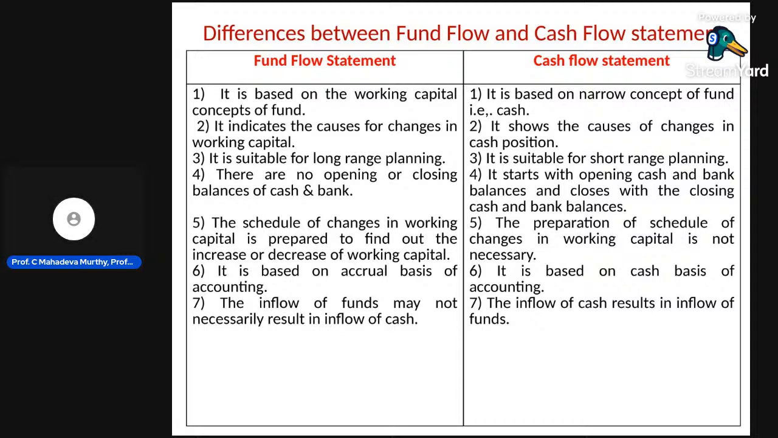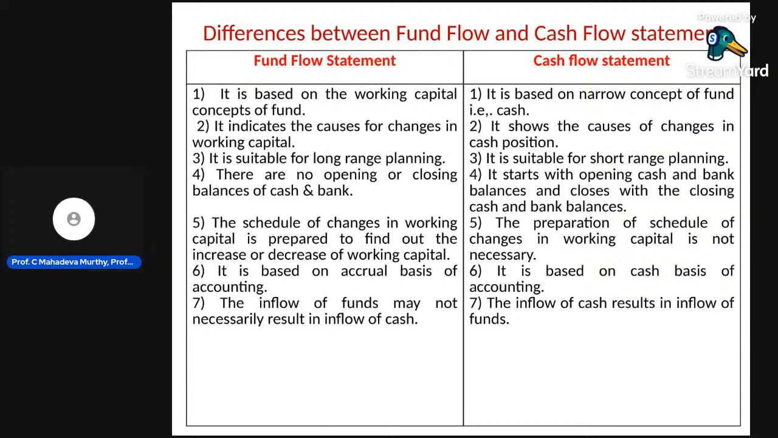The fourth difference: there are no opening and closing balances of cash and bank balances in fund flow statement, but in cash flow statement we start with opening cash and bank balances and close with closing cash and bank balances. That is the major difference.